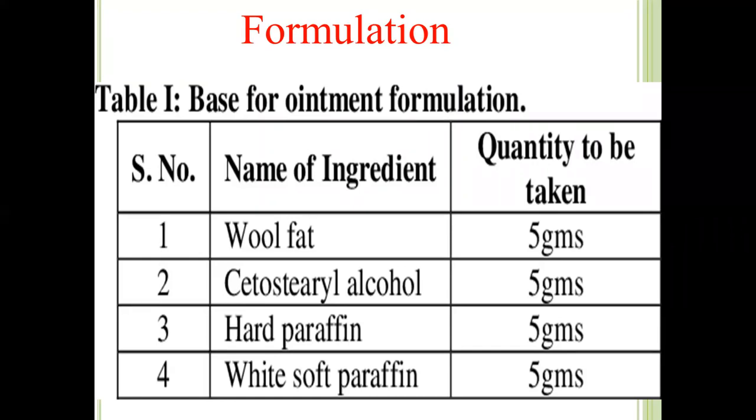Then next, which ingredient is remaining? Hard paraffin, right? Hard paraffin, it is used as a stiffening agent. S-T-I-F-F-E-N-I-N-G, stiffening agent. Stiffening agent means it is an excipient which is used in the topical preparation to enhance the viscosity. Tachi viscosity increase karna saati hard paraffin add kele jate.